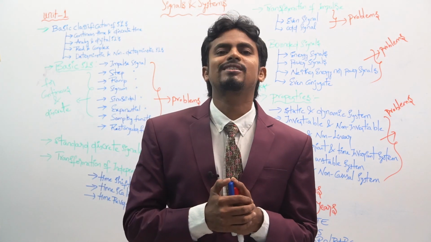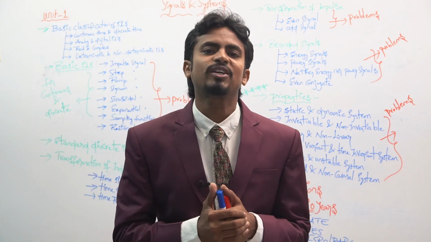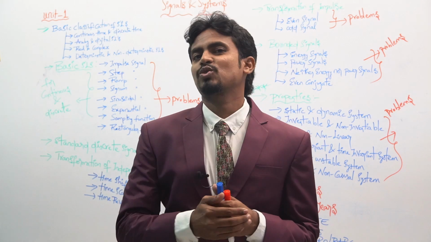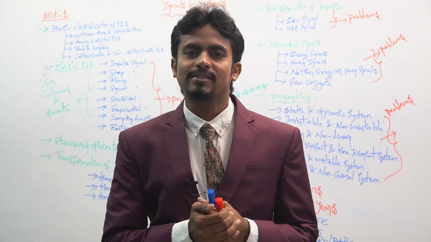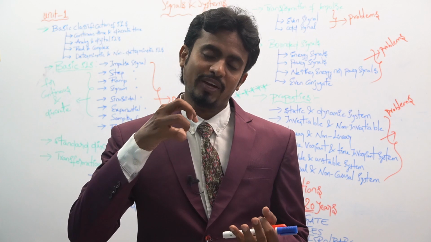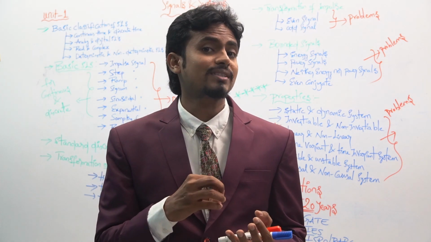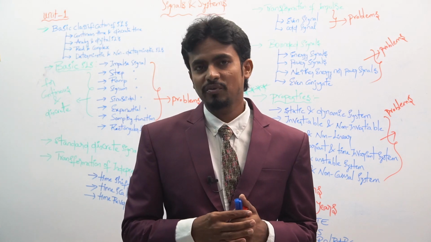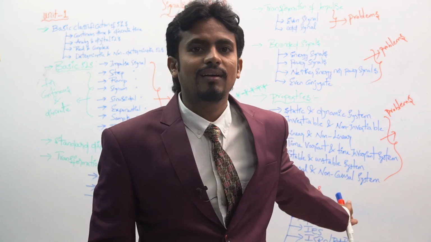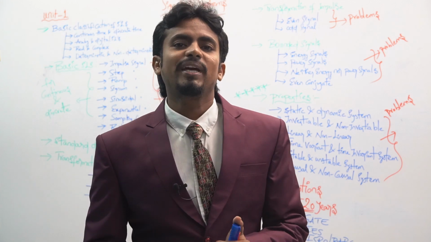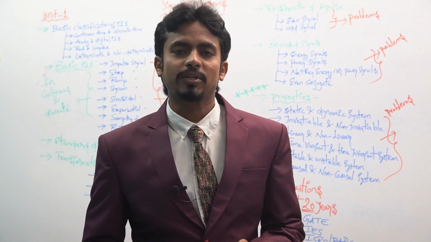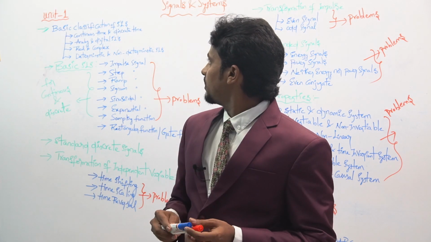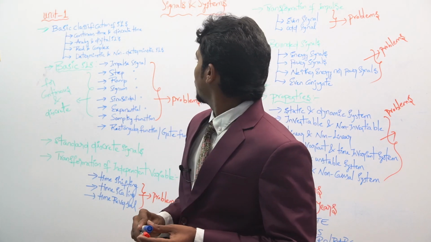The entire concept will be subdivided into different concepts, and for important concepts I will put some star marks. If I put a star mark, it means you must concentrate on that concept very well, because there is a chance many more questions will be asked from that concept. Okay, let's start with the first unit, signals and systems.